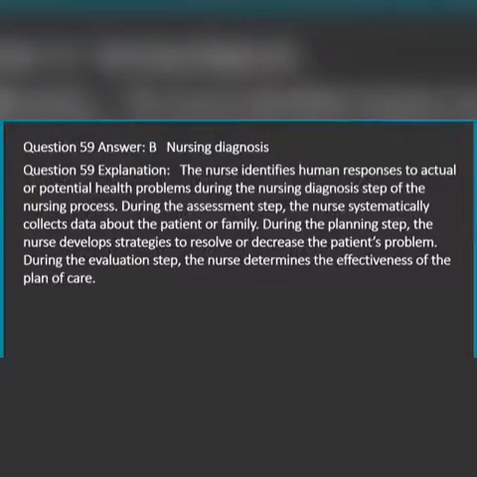During the assessment step, the nurse systematically collects data about the patient or family. During the planning step, the nurse develops strategies to resolve or decrease the patient's problem. During the evaluation step, the nurse determines the effectiveness of the plan of care.